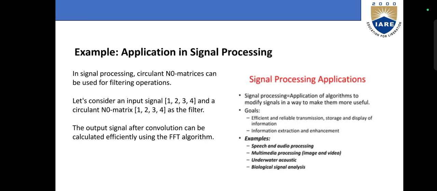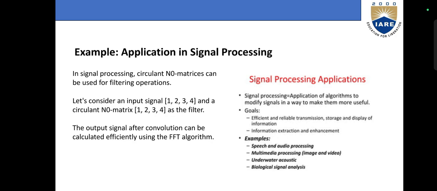The next example is application in signal processing. In signal processing, circulant matrices can be used for filtering operations. Let's consider an input signal 1, 2, 3, 4 and a circulant matrix 1, 2, 3, 4 as the filter. The output signal after convolution can be calculated efficiently using the FFT algorithm.